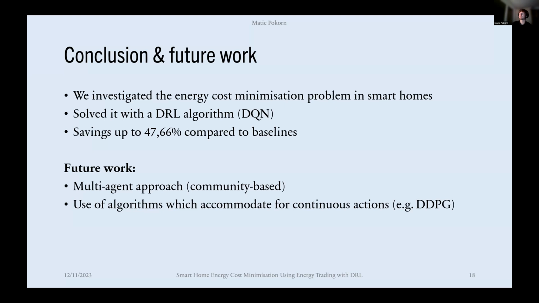In the future, we are planning to take a multi-agent approach. So in our simulations, we'll create a community of homes that are able to trade with one another and also interact with the external energy grid. That's how we are going to try to minimize the whole community's electricity cost. We will also try using some other deep reinforcement learning algorithms, such as deep deterministic policy gradient, in order to have the option of a continuous action space. Because now we are only using DQN, we are using a discrete action space.